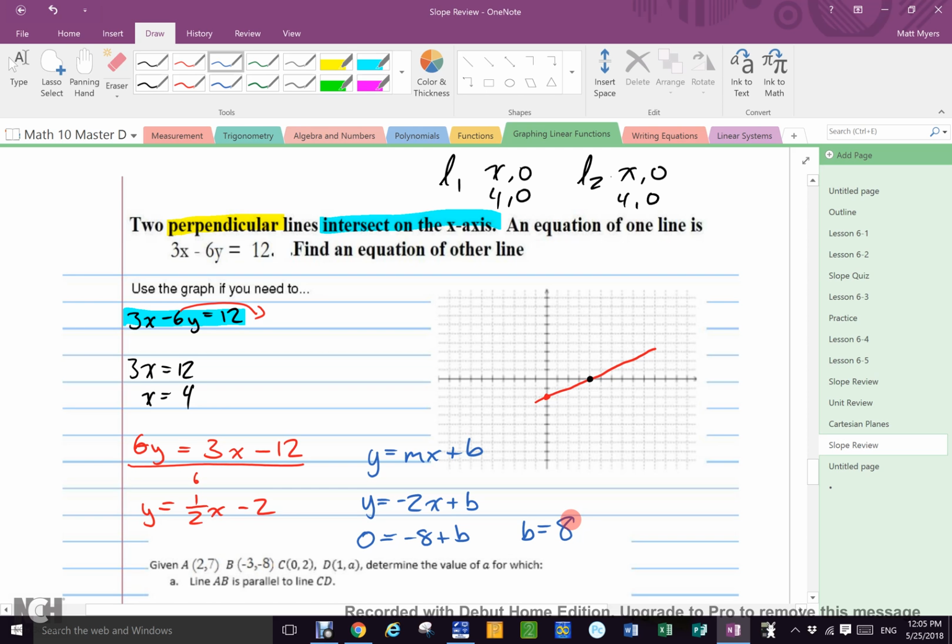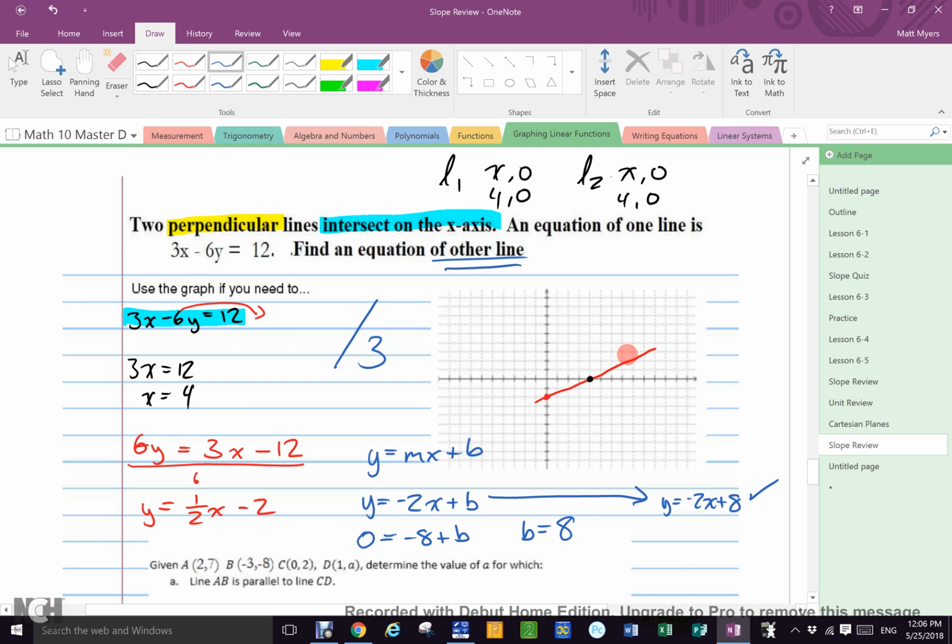8. So now, where can I write the number 8? I can put it in two spaces. Where? I can put it anywhere I see what? A b. So right there, correct? So I would get y equals -2x plus 8. Is that an equation? Is that an equation of the other line? So am I done? Yes. That is going to get you 3 marks. Now I said you could do it from graphing too, didn't I?